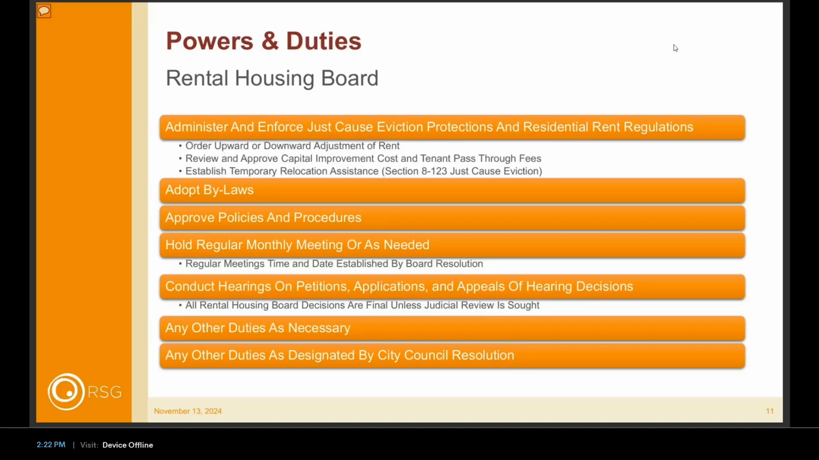So when you do receive these, you're going to be making some of these decisions. You'll be determining whether there's going to be an order for an upward or a downward adjustment to the rent. You'll be reviewing capital improvements, which are improvements to the property that are not permanent rent increases, but they'll be applied to the rent for a certain amount of time. And then you're also going to be making decisions on relocation assistance. It's a lot of responsibility, but you do have all of the documents you need to make sound decisions with the information that you're presented with. And then any other duties as necessary that would fall under the ordinance outside of those main ones that I just mentioned.